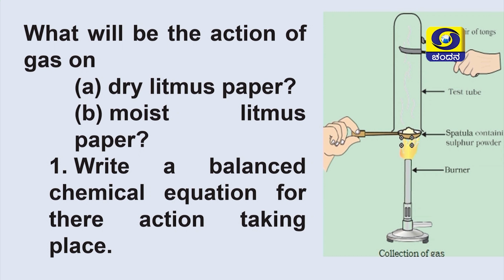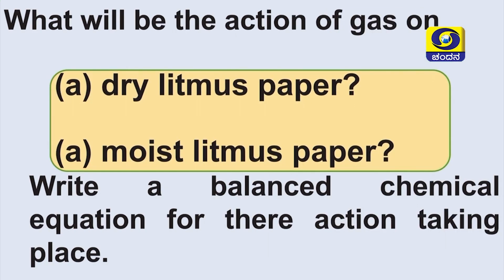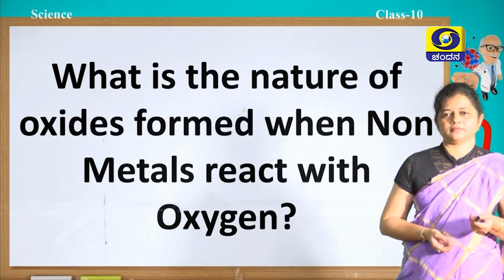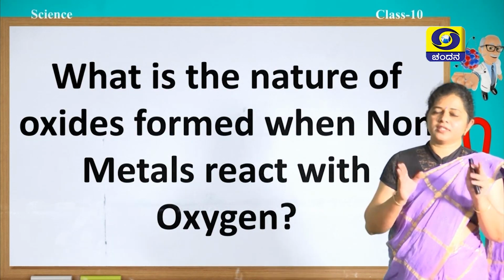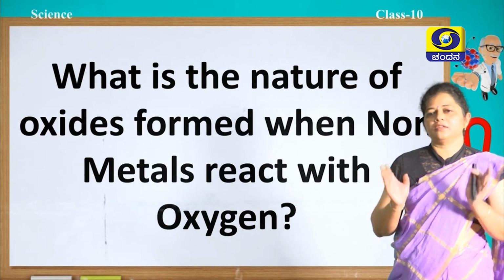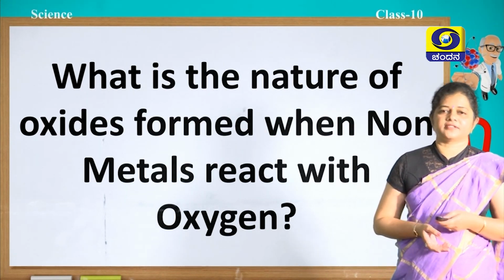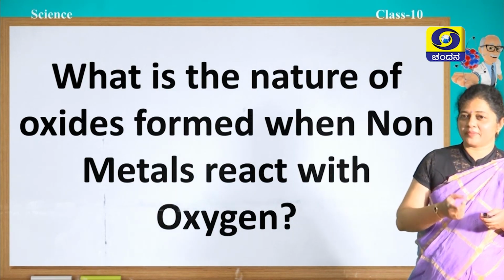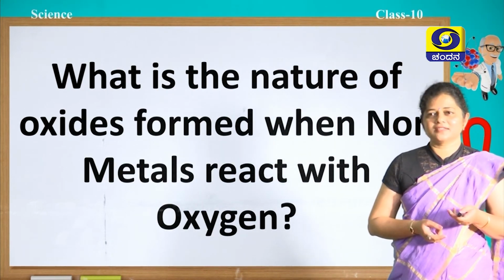I hope you will be able to do this. Another question: what will be the action of the gas on dry litmus paper and moist litmus paper? Write a balanced chemical equation for the action that is taking place there. Now another question: what is the nature of the oxides formed when non-metals react with oxygen? I hope you remember that when you went through the lesson.